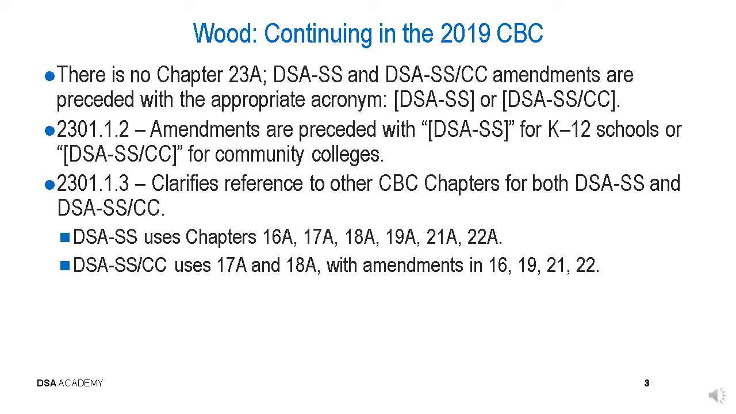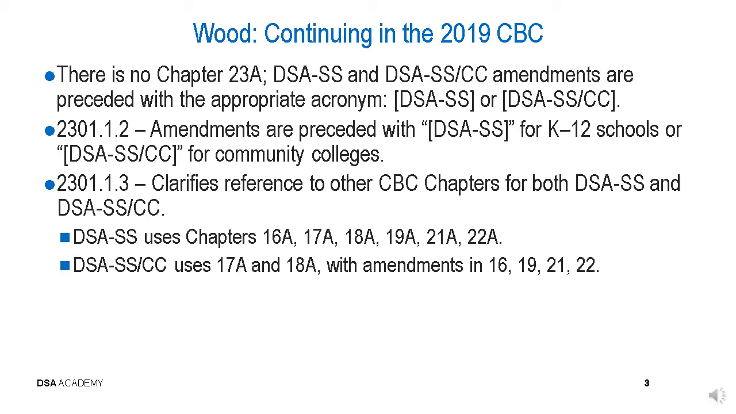This is kind of an important piece to make sure that you get the right chapter for the other code requirements. So, for example, if you go into Chapter 19, do you go to 19A or do you go to 19? It depends on whether you have a CC or not as far as the acronym. The community colleges are generally, for new construction, all going to use the DSA SS provisions.